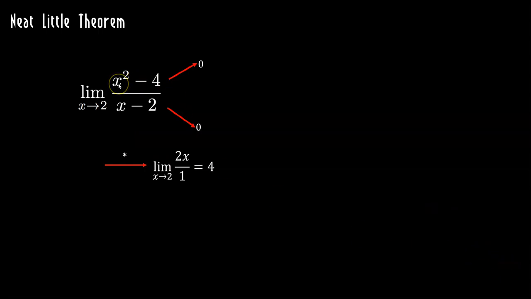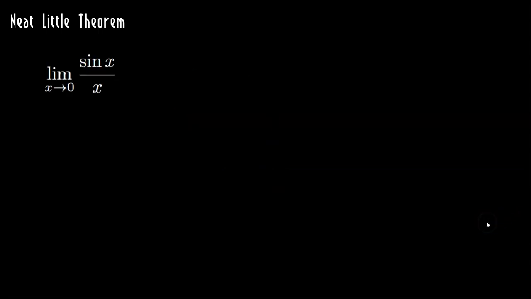So the derivative of the top is 2x, the derivative of the bottom is 1. Now when I plug in, I get 4. 4 is fine and dandy. That's our limit. Let's do another one.